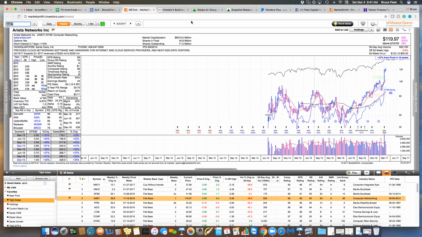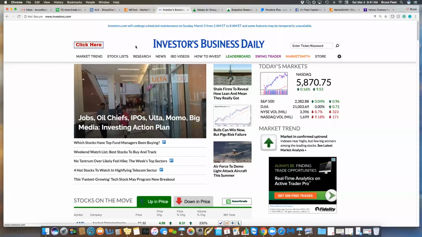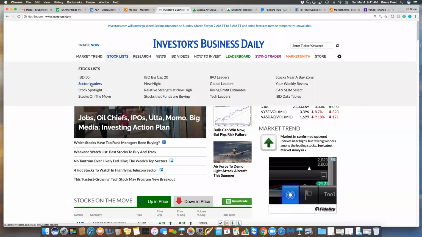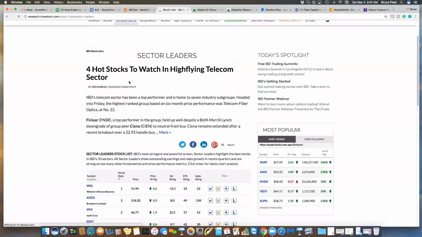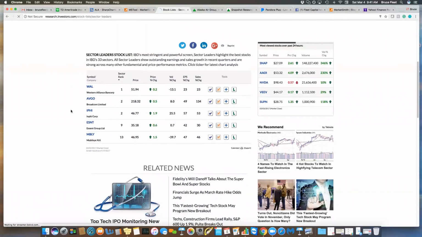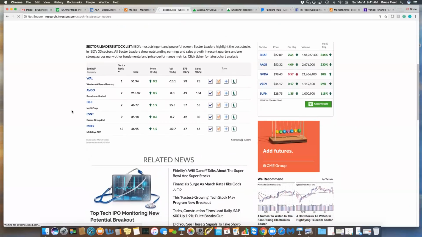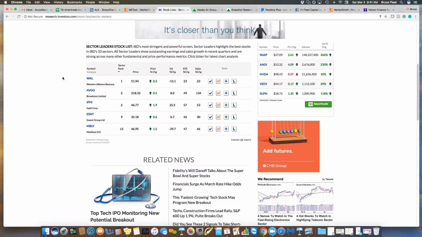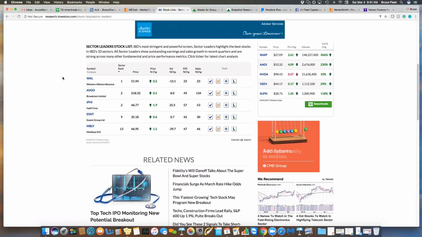Another source of ideas is Investors Business Daily. This is something I've been using since, I guess the late 1980s. But they have some stock lists, and a couple of the stock lists that I really like. One is called Sector Leaders, and this changes every day. This is a really strong screen that they do. What they're looking for is the number one stock in each sector that the sector is strong.